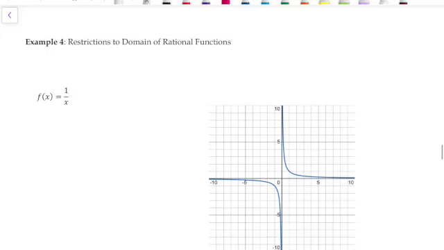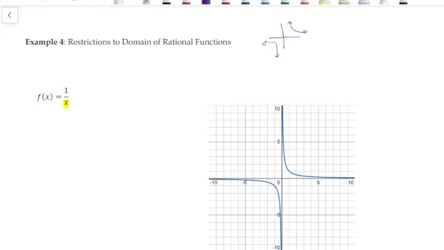All right, example 4, restrictions to the domain of rational functions. So this is pretty much the next topic here. As you can see on this one, f of x equals 1 over x. It's a rational function, like a rational number. It's a fraction, and x is on the bottom. And what does it look like? Well, it's similar to the one we just saw up above, with the same basic shape. So if you see something that looks similar to that, it's a rational function.